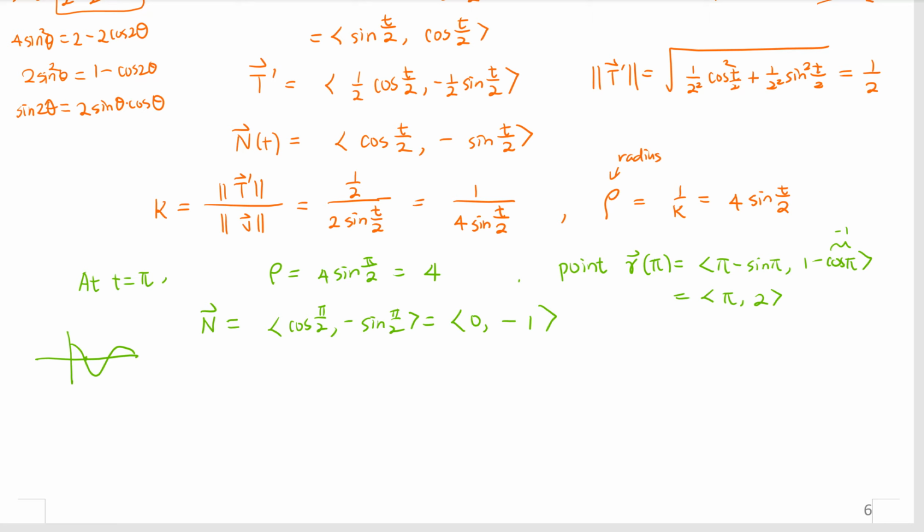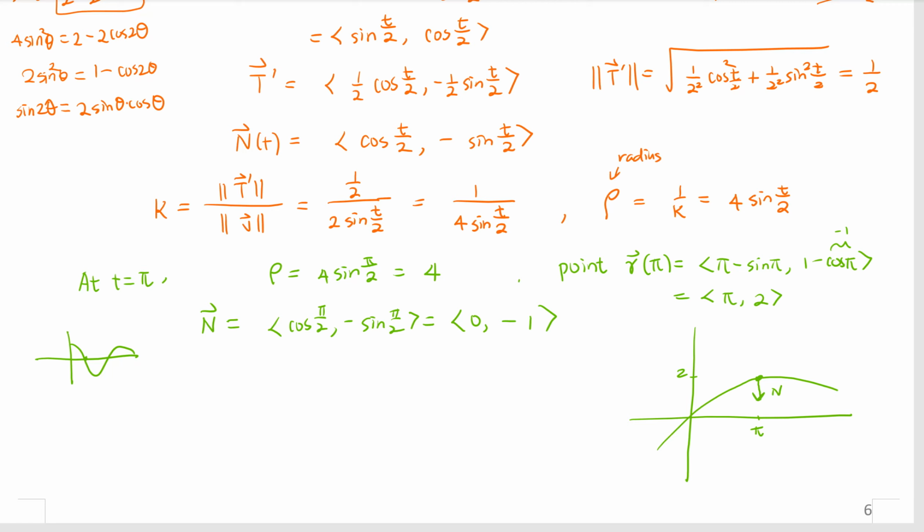And then let's begin to draw, and let's figure out the relationship between them. So we have the point at pi, 2. So 2 here, pi here. This is the point. And the principal unit normal vector is 0, minus 1. So 0, minus 1, like that. Okay, so this is n. What does that mean? It means your curve looks like this.